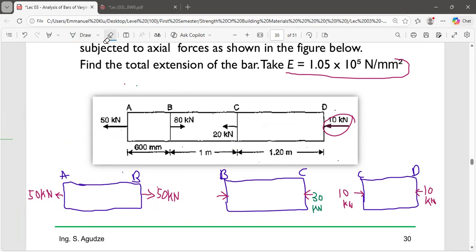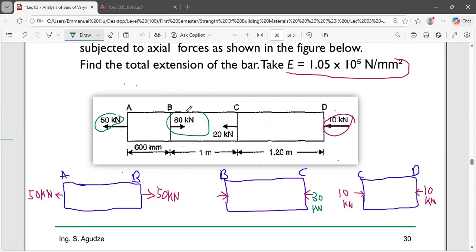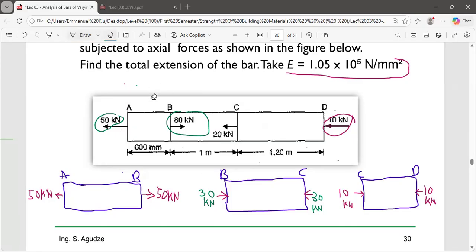If I want to also get a force at B, it is two things. I can either subtract, you see that the 50 and then the 80, they are moving in opposite direction. So I can either choose to subtract the 50 from 80, I'll still get my 30 over here. You see, so it is as simple as that.